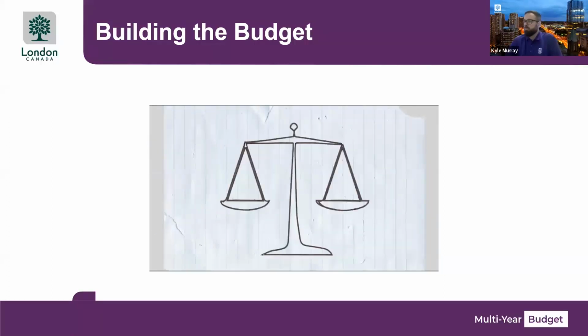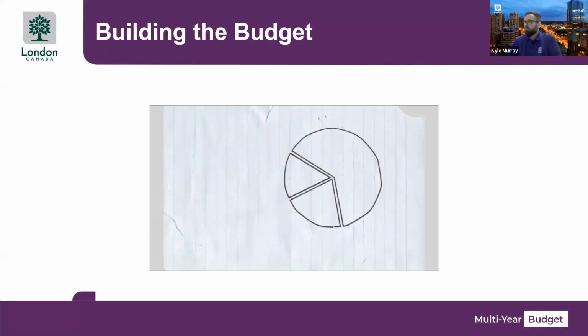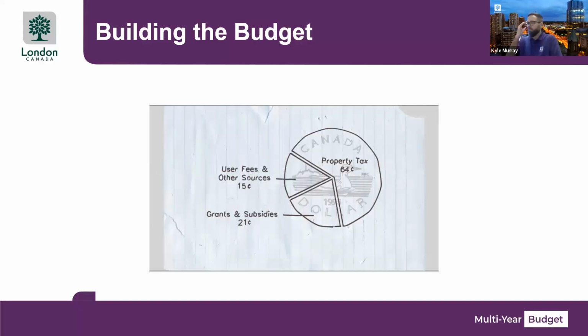So let's focus on how the city collects to pay for all these services. For every dollar that comes into the city, 64 cents comes from property taxes, 21 cents from grants and subsidies, and 15 cents from user fees and other sources.